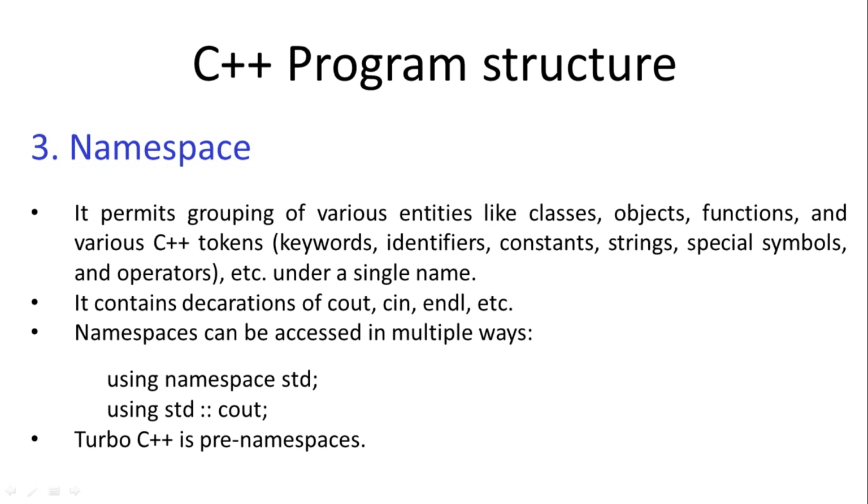To include namespaces in your program, there are different ways. Two ways are shown here. For example, you can include all the functions available in the namespace std, standard. There are 3 of them: cout, cin, and endl. By writing this statement, all 3 will be accessible in your program. If you want to include only cout, you can write it like this. That means the cout belonging to the std namespace will be accessible in your program.